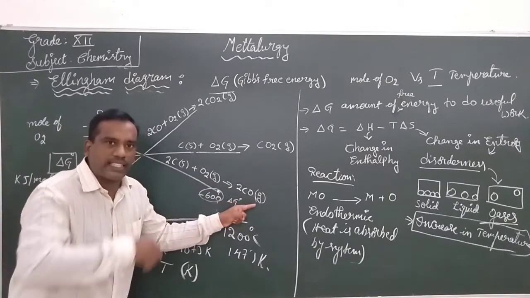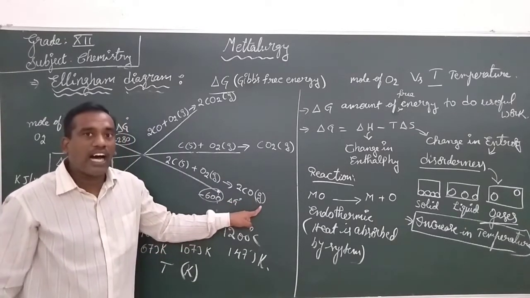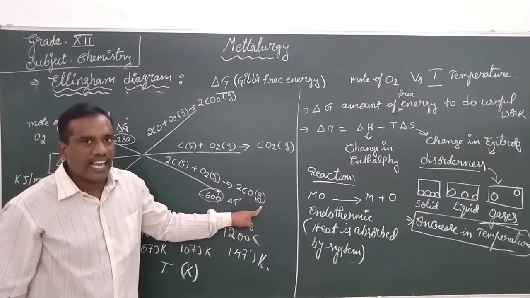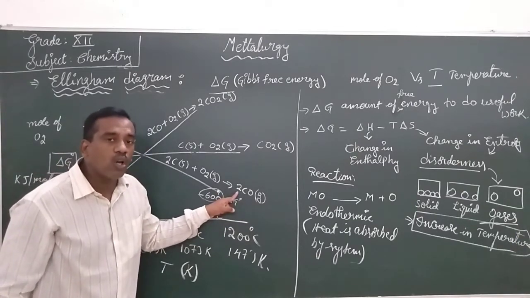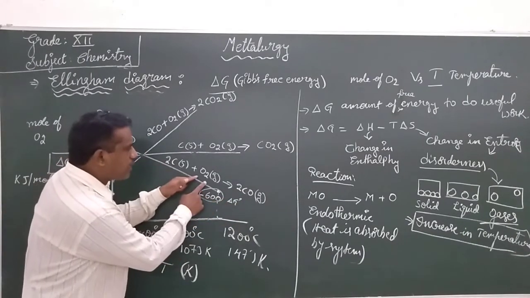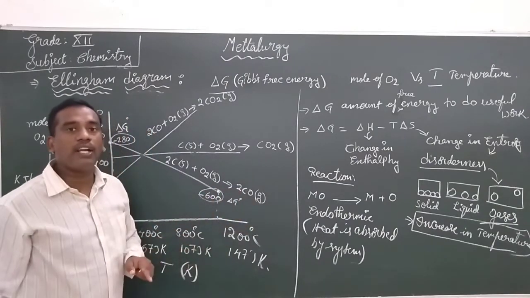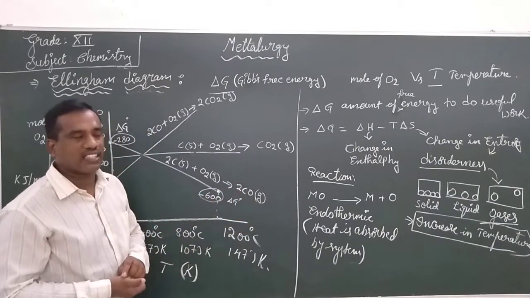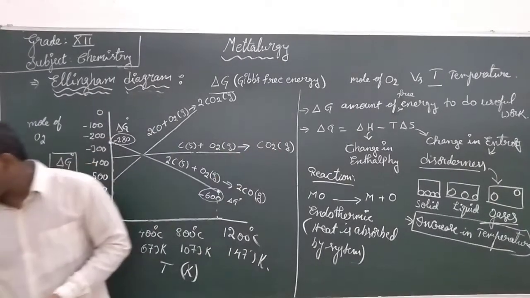Come to the products. These are in the gaseous state. Carbon monoxide is in the gaseous state. How many moles you got? 2 moles of carbon monoxide you got. 2 carbons are reacting with oxygen to give 2 moles of carbon monoxide gas. Now let us bring to that point here.